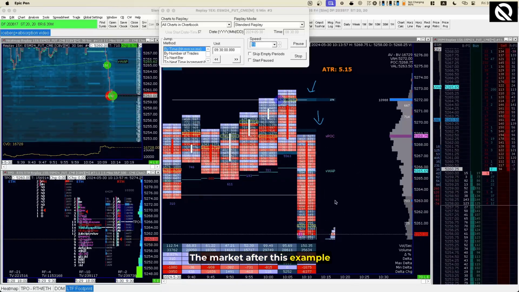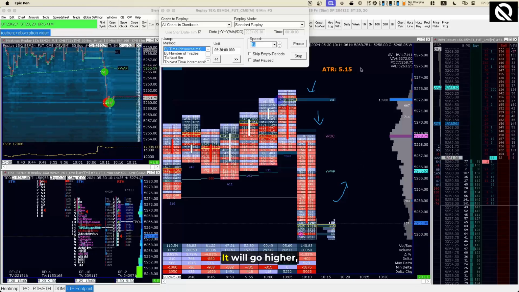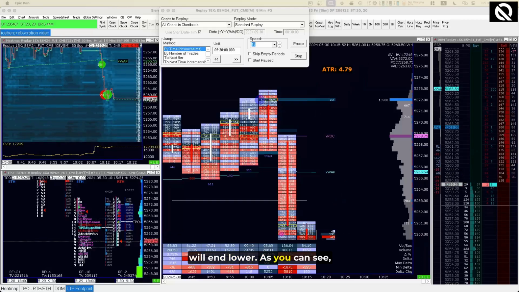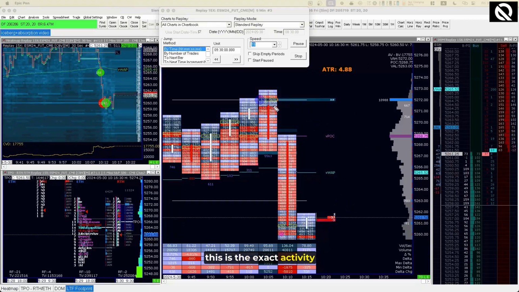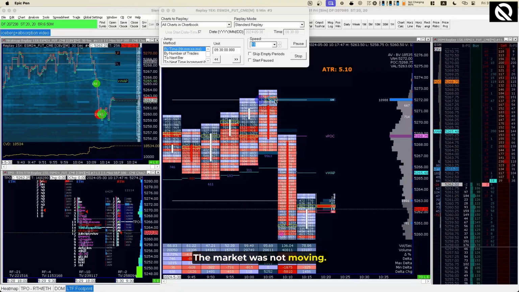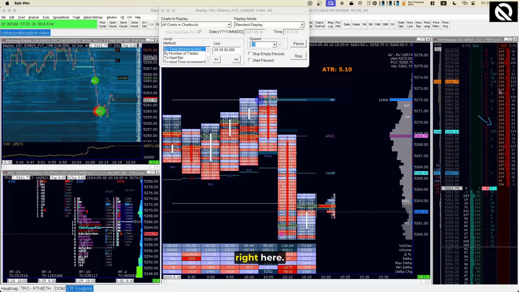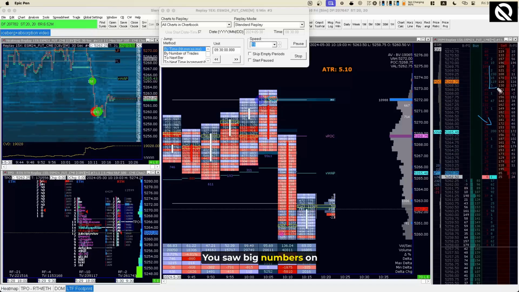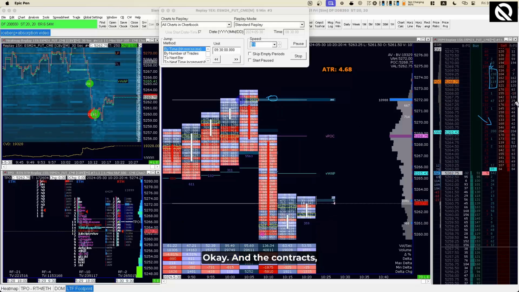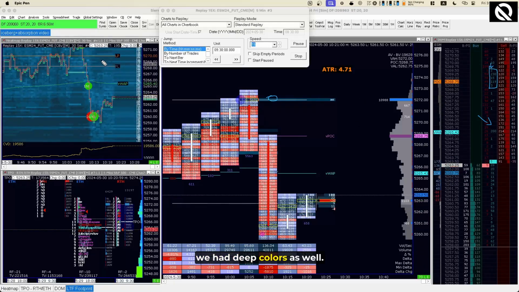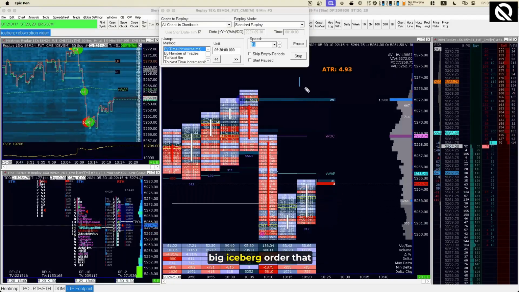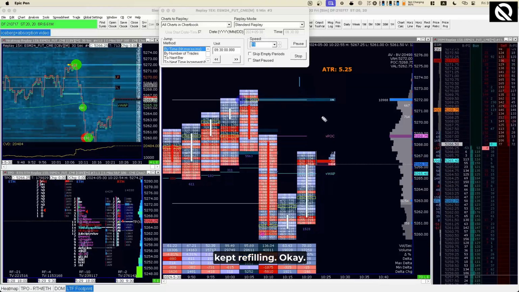The market, after this example, will return back up. It will go higher, but the market for the session will end lower. As you can see, this is the exact activity that we were showcasing. You can see here 5,000 contracts. The market was not moving, and you saw this live right here. You saw big numbers on the recent bid, the recent ask right here, okay? And on the contracts, we had deep colors as well. This is key absorption from a big iceberg order that kept refilling, okay?